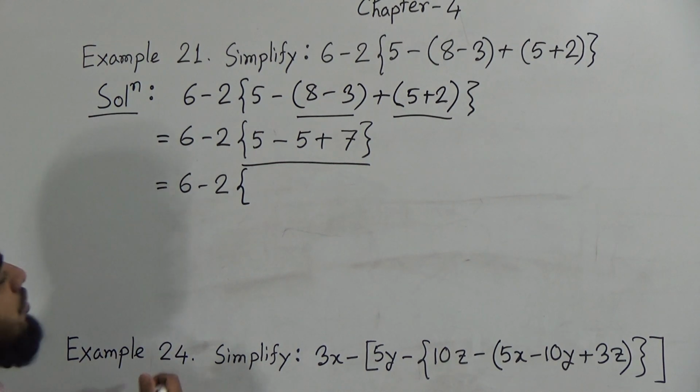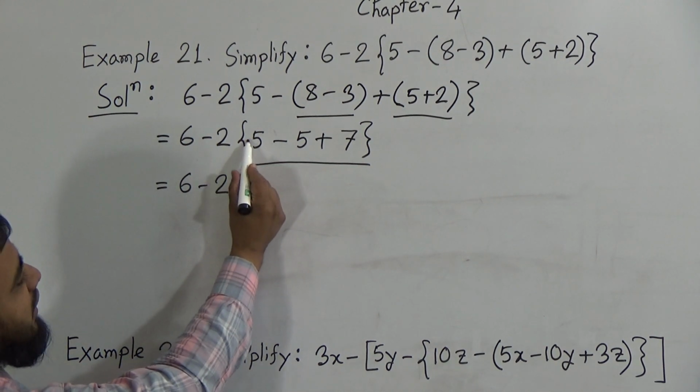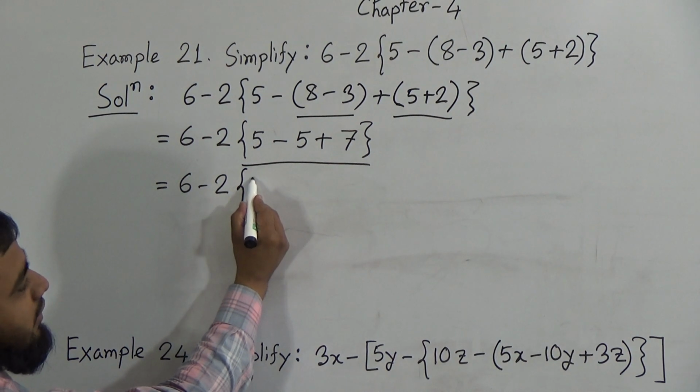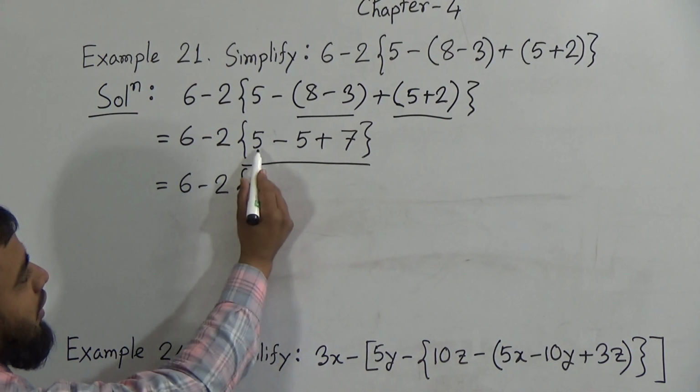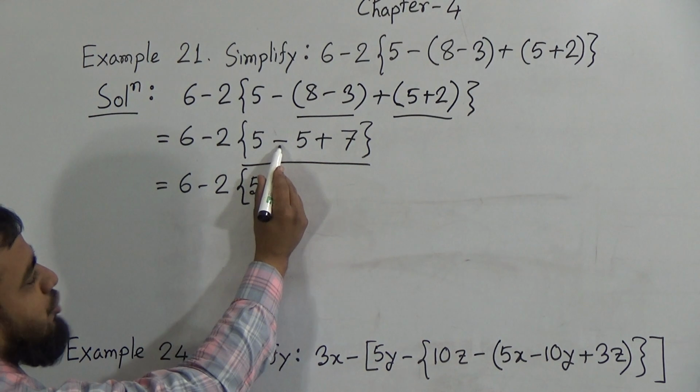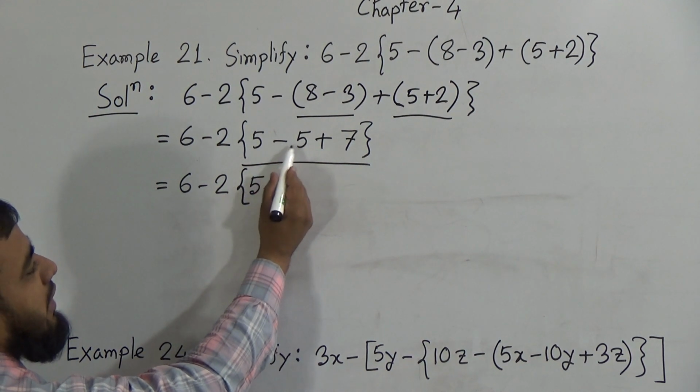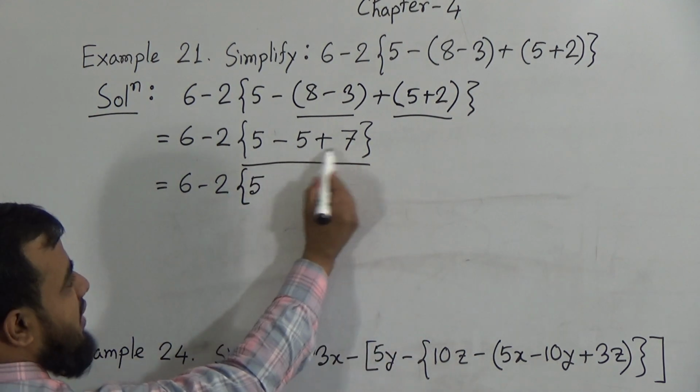Okay, how should we arrange this? Look, this 5 has no sign in front, which means this 5 has a plus sign. That means this 5 will be written down here. After that, this 5 has a minus sign, so we will write down this minus 5 later.